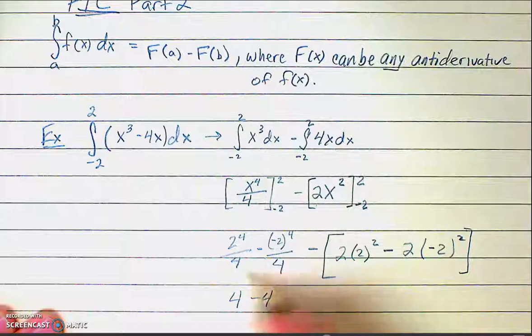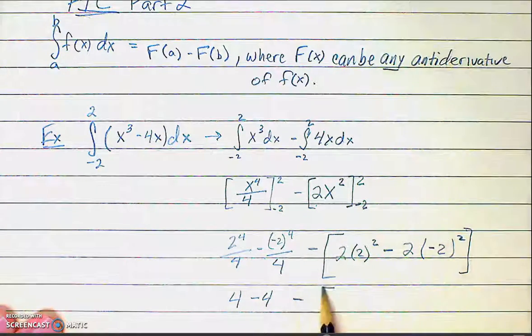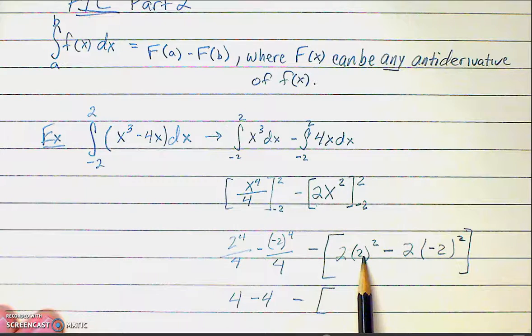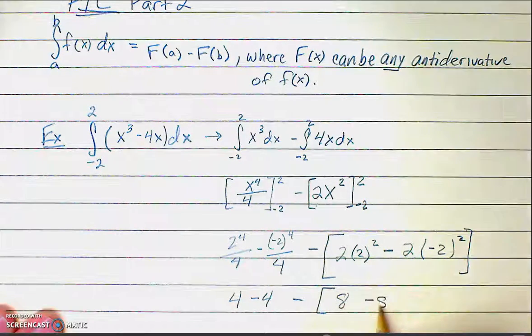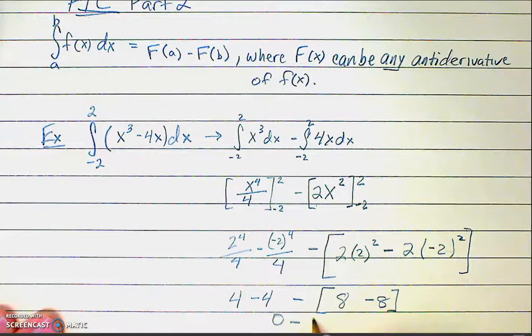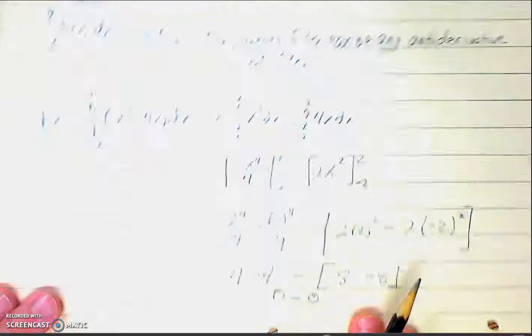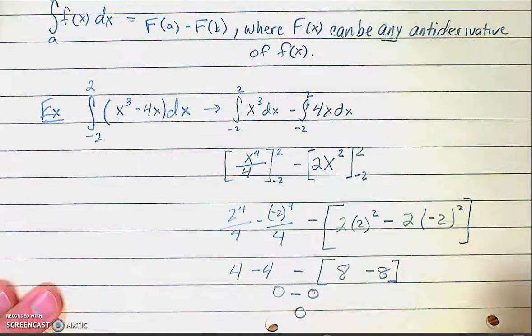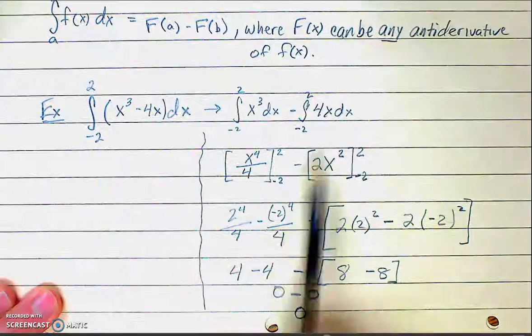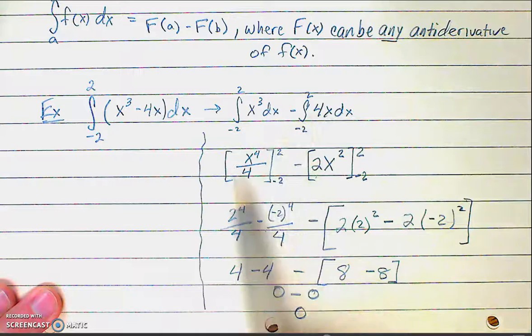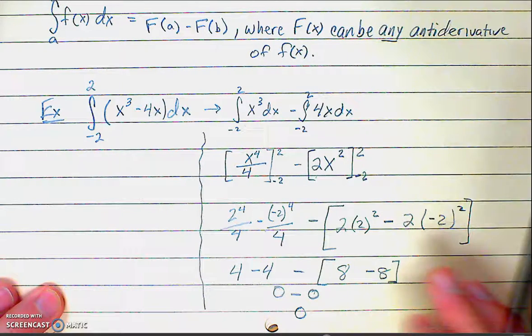So we end up with 4 minus 4 here, minus this quantity, which is 2 times 2 squared. So 2 times 4 is 8, minus 2 times 4, which is 8. We end up with 0 minus 0, which, of course, is just 0. All right? This way might make more sense for you to apply the integral and do it both, or do 2 separate integrals. Some students, that's just an easier way to see it.